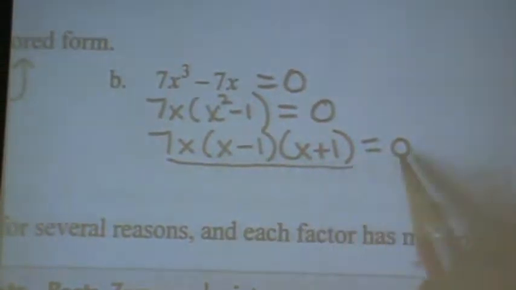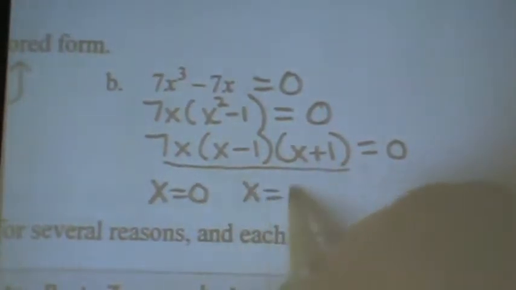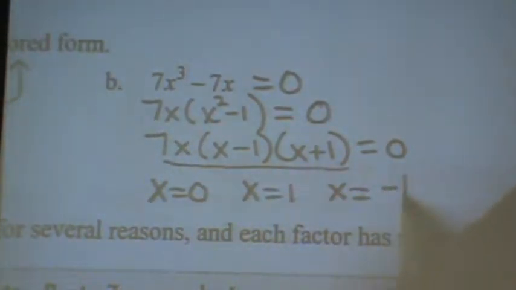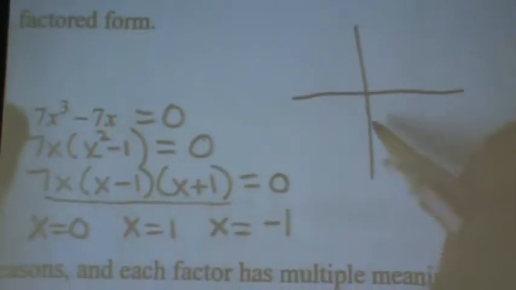The question they asked you is to just factor it, so factoring gives you just this answer right here. But if I set this equal to 0, can you give me the 3 zeros? 0, 1, and negative 1. Again, this is a cubic function, and the leading coefficient's 7. So the 3 zeros are negative 1, 0, and 1.